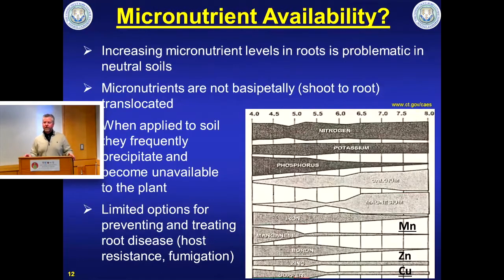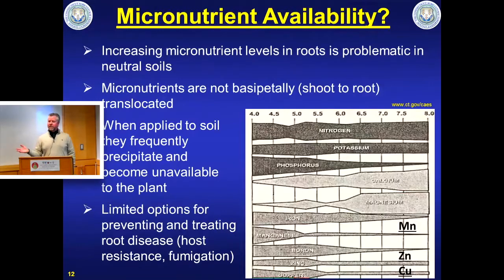They don't really get sent to the roots. So that leaves you with very limited options in terms of how you're going to treat one of your crops, whether it's wheat, soybean, or eggplant, which is one of the models we work with, when you have root disease, because you can't get these nutrients to the roots to help the plant defend itself. So what happens when chemists talk to plant biologists?